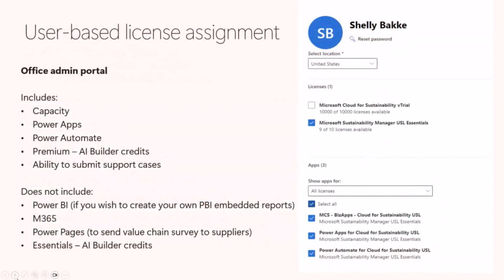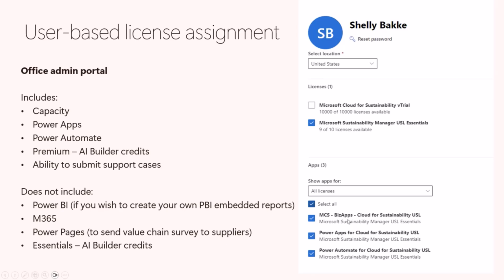Now, when you go to do the user assignment on assigning the user license, this is an example again in that Office portal where I am now assigning my user essentials license to myself, Shelly Bakke. So I'm assigning my user license, and here I can see all of the details of what is actually being entitled for me when I'm assigning that license. So here I see I'm getting Power App entitlement. I'm also getting Power Automate entitlement. And then I'm getting this entitlement called BizApps.